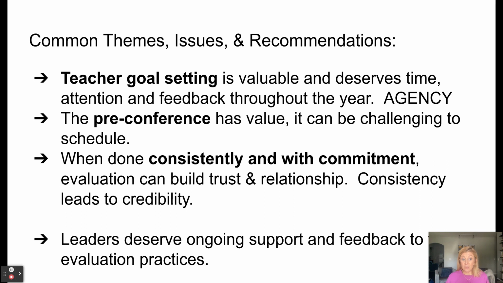And then the third theme was that when done consistently and with commitment, evaluation, especially those informal observations, can build trust and relationships with teachers. And some of you connected this to the Wallace Foundation recommendation that effective principals secure the buy-in of staff in the evaluation process, and that in order to really leverage feedback through evaluation, teachers have to perceive that feedback as credible, and that consistency in the implementation of the process does lead to credibility.